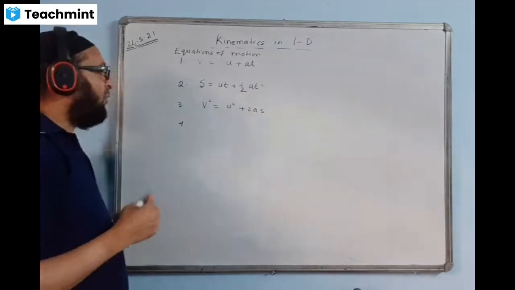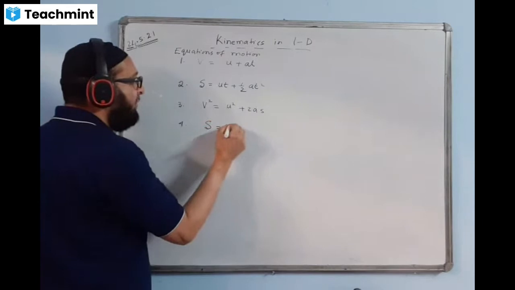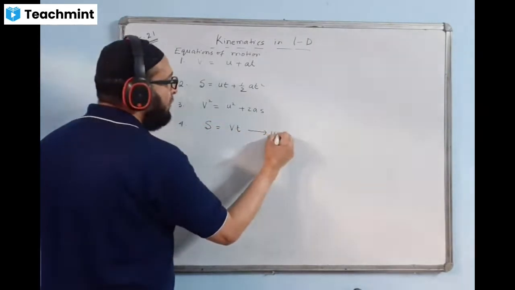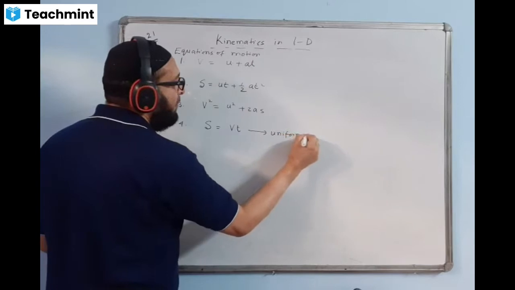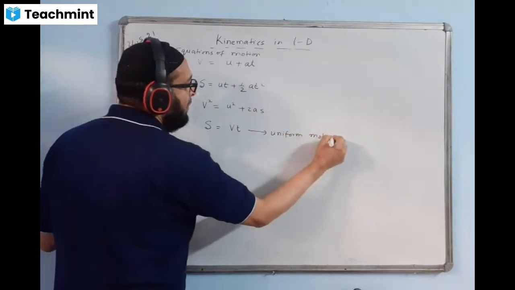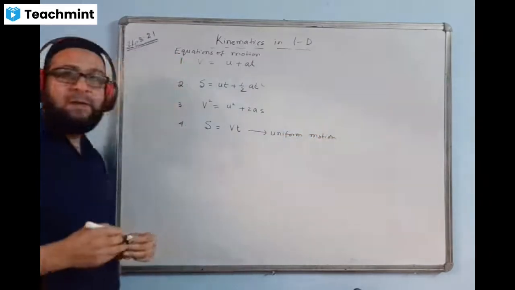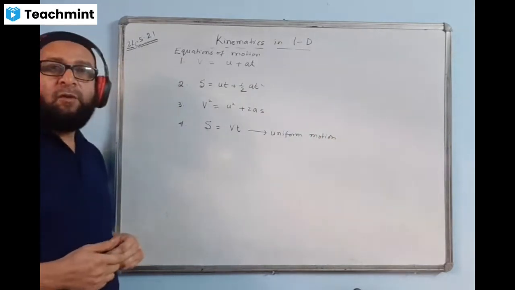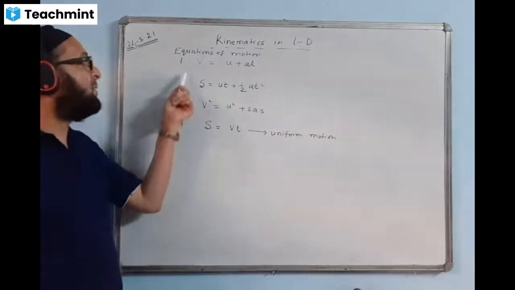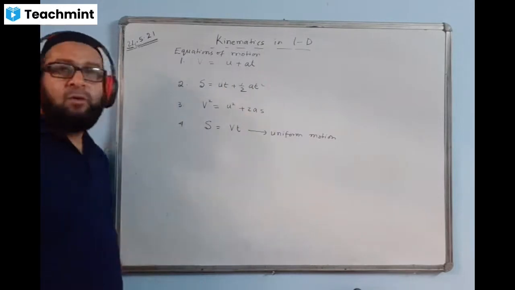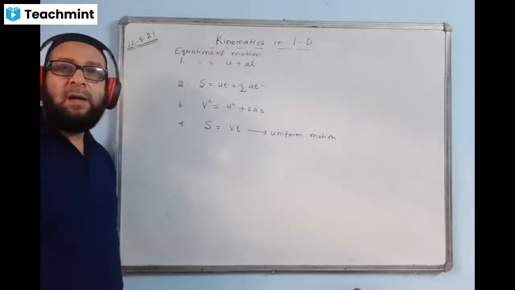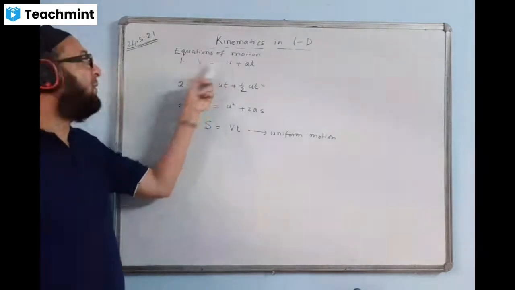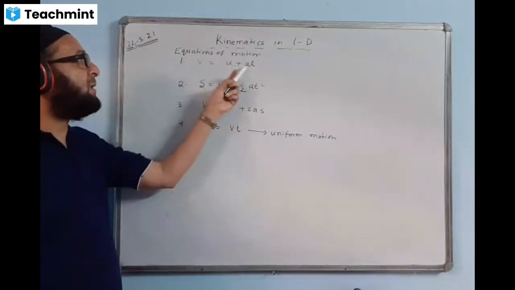And equation number 4 is this one: S is equal to Vt. This equation is used only for uniform motion, where V is velocity into time. Do you know the meaning of the symbols in these equations? I'll tell you. U means initial velocity, V is final velocity, A is acceleration.